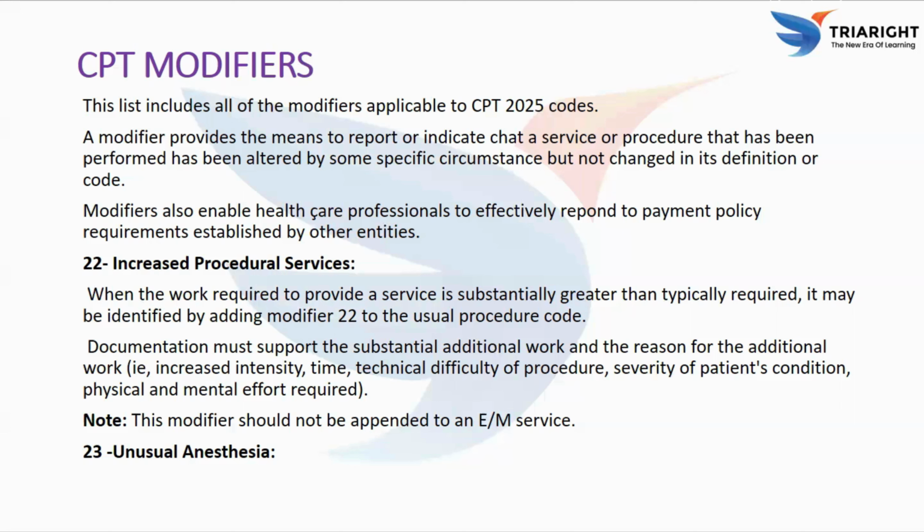So the documentation is very important. The doctor must clearly document why the extra work was needed, what made it more difficult and how it was different from a normal case. Without proper documentation, the claim may be rejected. And what is the important rule regarding modifier 22? Modifier 22 should not be used with E&M codes. It is used mainly with procedural or surgical codes. So if the doctor says this case was harder than usual, you have to think of modifier 22.